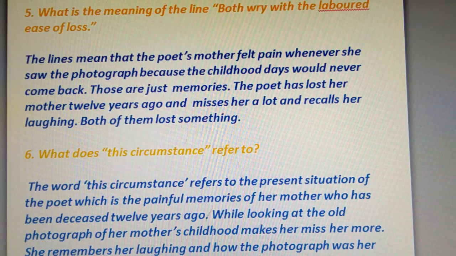What's the meaning of the line, "Both dry with the liberties of loss"? It's a very important part of the poem. The second question, what does this circumstance refer to? Got it?